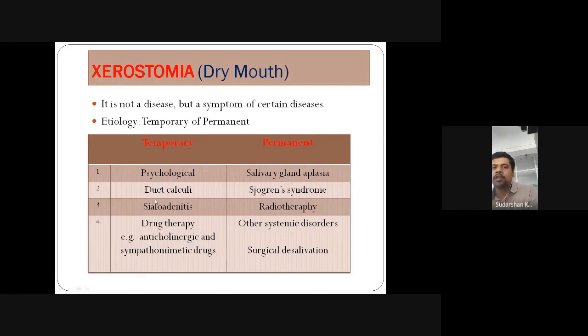Duct calculi commonly refer to salivary gland stones in the major salivary glands. If you remember, they have an excretory duct, Stenson's duct for the parotid gland, Wharton's duct for the submandibular gland, like that. Sometimes these major ducts get calcified, known as salivary gland stones. Whenever you have salivary gland stones, they prevent the flow of saliva. Normal flow of saliva is affected, leading to dry mouth. That is one reason. And similarly, sialadenitis.